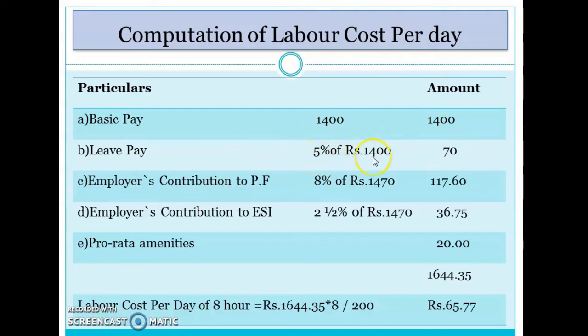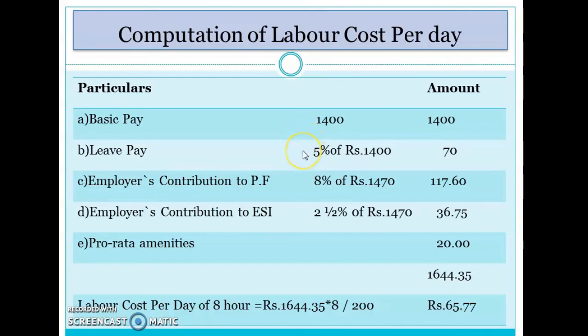We have to calculate the leave pay as 5% on basic pay. So, 1400 into 5 divided by 100, we will get 70. We write it here as it is. And the third one is employer's contribution to PF, Provident Fund. It was given as 8%. We have to calculate this Provident Fund on the basic plus leave salary.